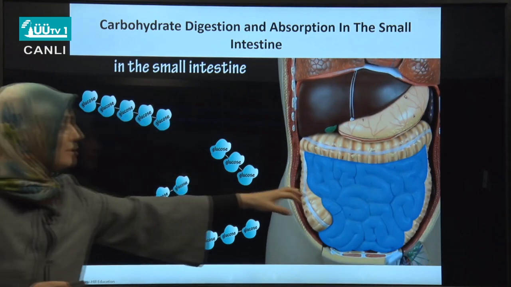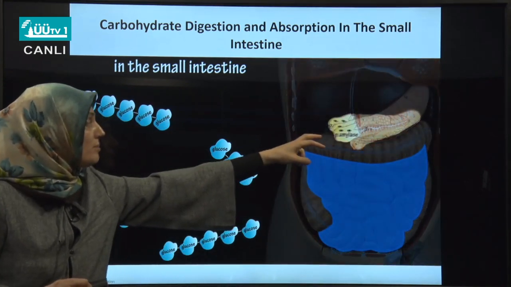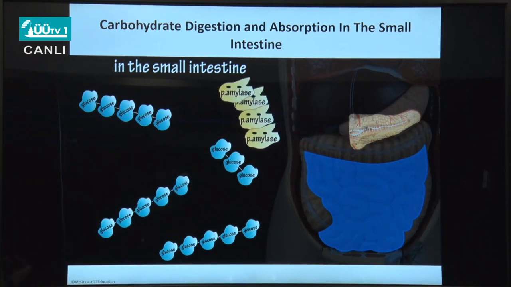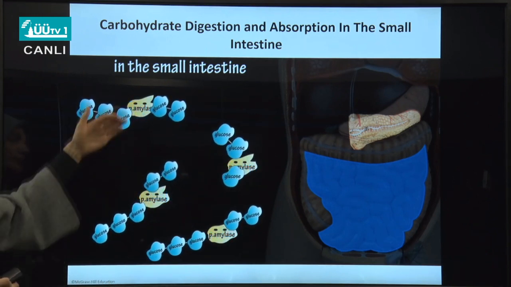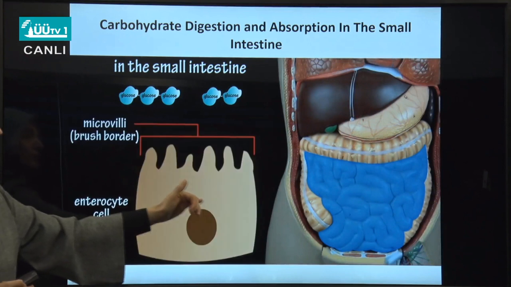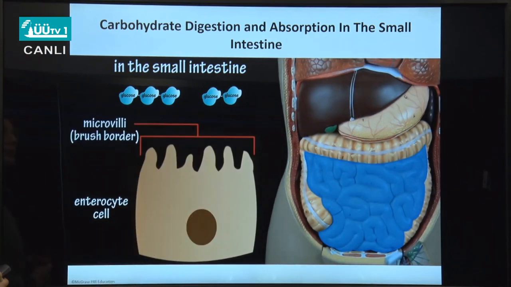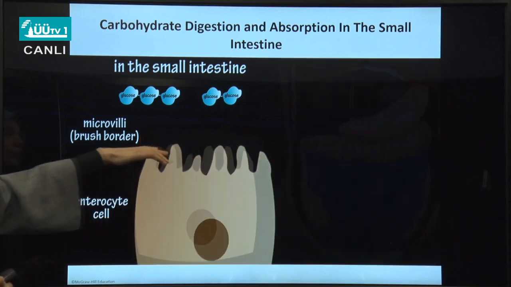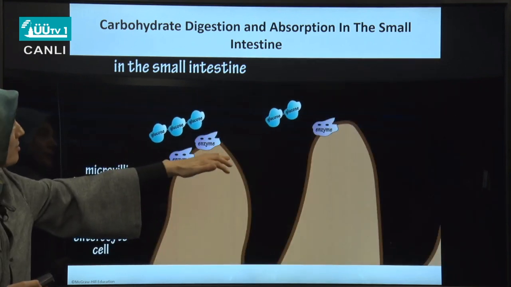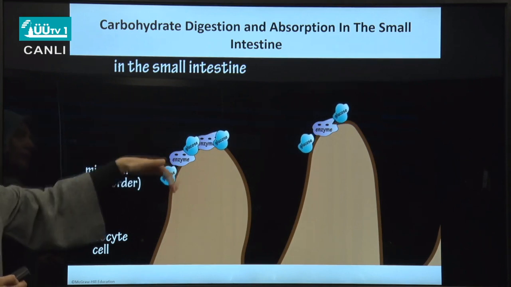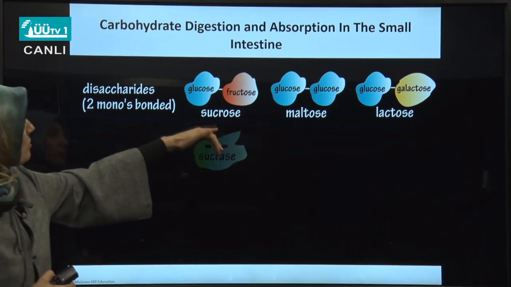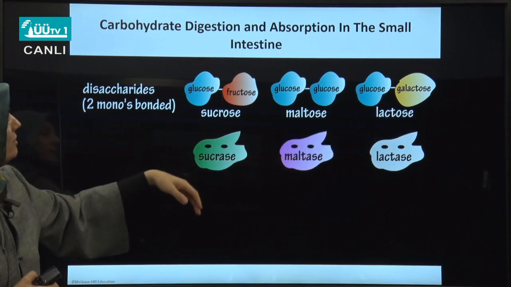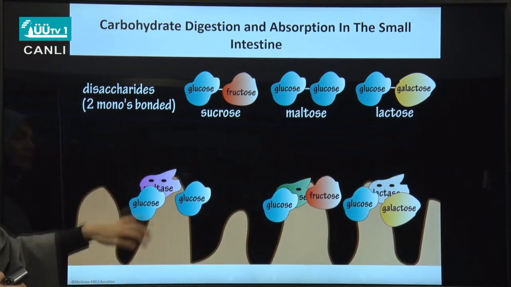And in the small intestine, there is the enzyme called pancreatic amylase. It continues the further digestion of these fragments into smaller parts. And then at the brush border of the small intestine, there are specific enzymes that break down the disaccharides into monosaccharides. Sucrose, maltose, and lactose are degraded by their specific enzymes into their monomers.